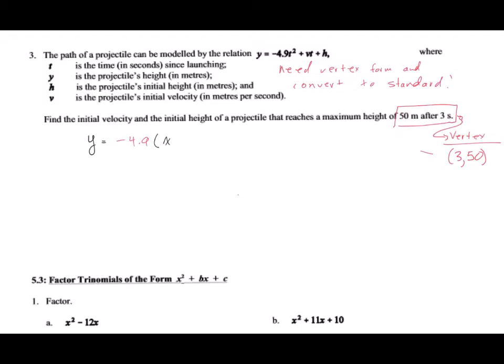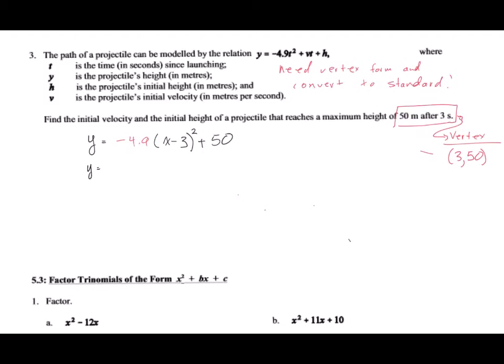So now we start with y is equal to negative 4.9 bracket, and we go x minus 3 all squared plus 50. The reason why we got negative 4.9 is because our original equation had negative 4.9 being attached to the t squared term. So we need that in order to do most of our calculation. So that's our a value.